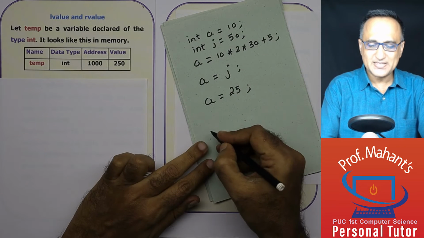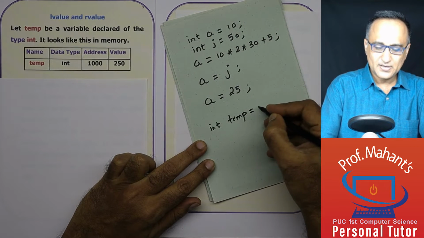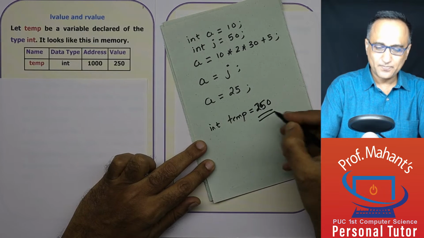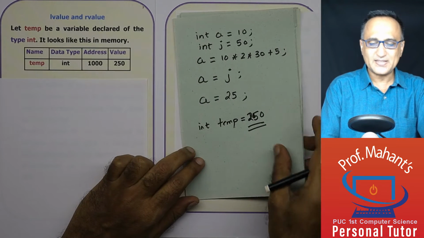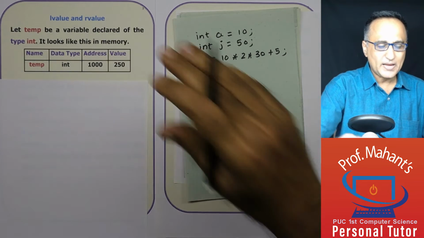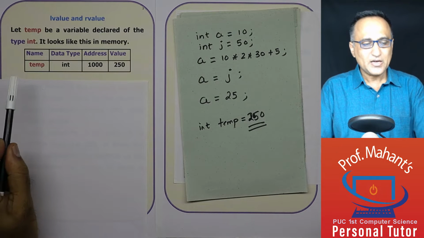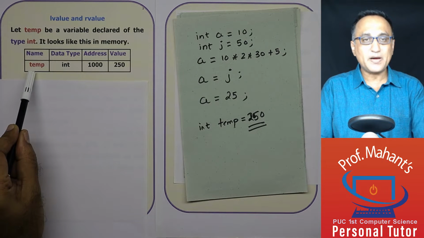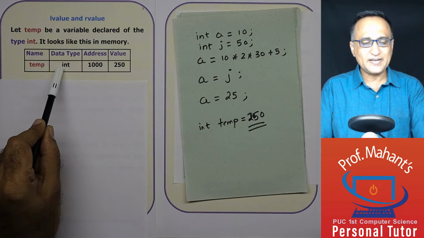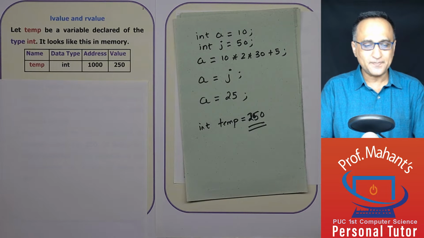Okay, you can visualize it like this. I declare it like this. I say int temp is assigned the value 250. All right, so I do a declaration like this: int temp is assigned the value 250. Then its picture in memory is something like this. For me and you, the name temp identifies the address or the memory location 1000. The data type is integer and the value it holds is 250.